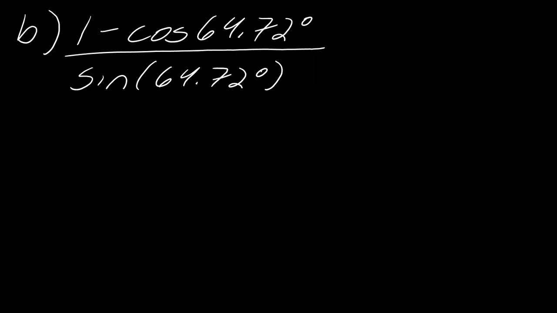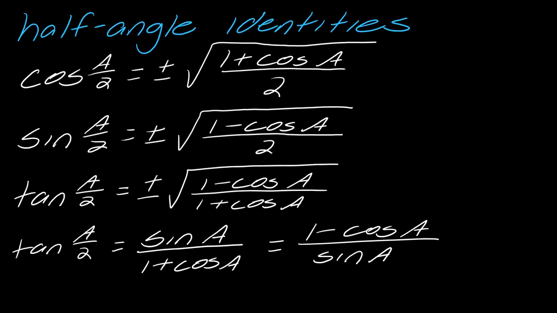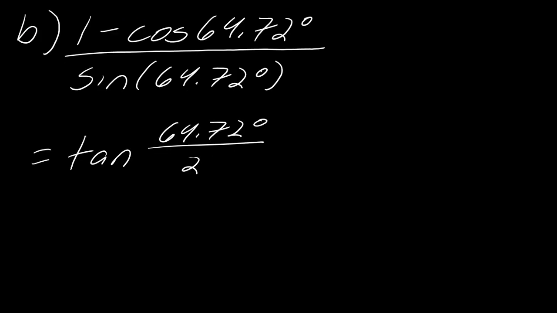You can just look through your identities and then just try to simplify this one. You can hit play when you're ready. So in this case, in my half-angle identities, I'm using this particular identity here. So then if I were to just plug everything in, I get tangent of 64.72 over 2, and so that will simplify to tangent of 32.36 degrees.